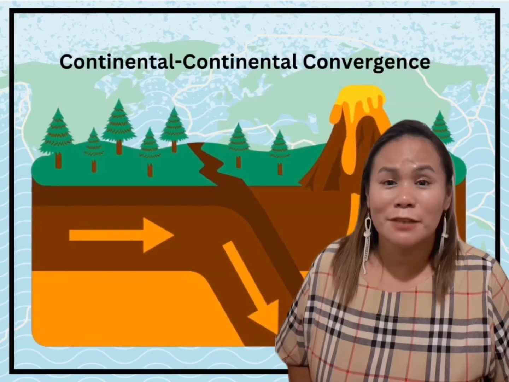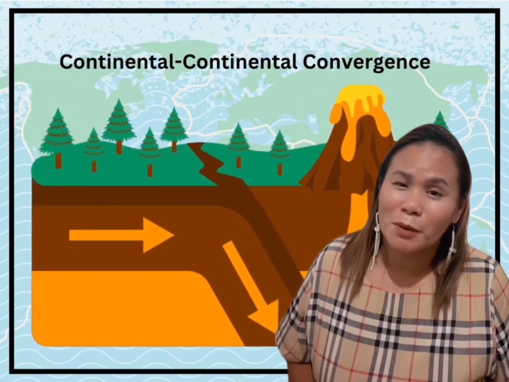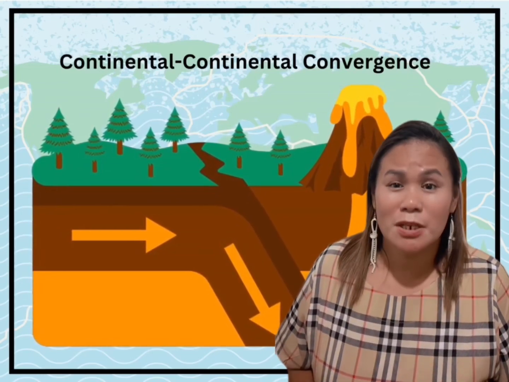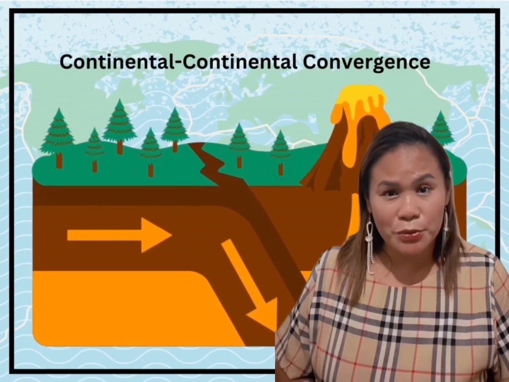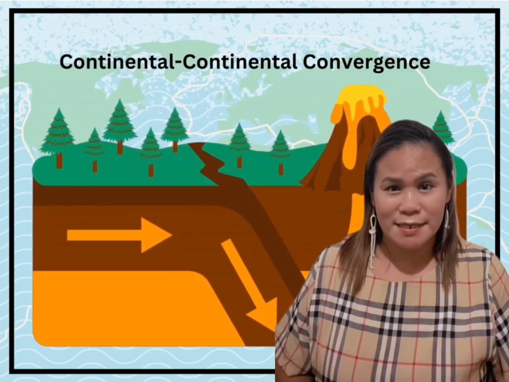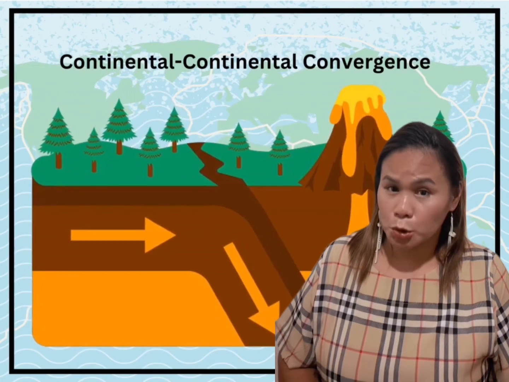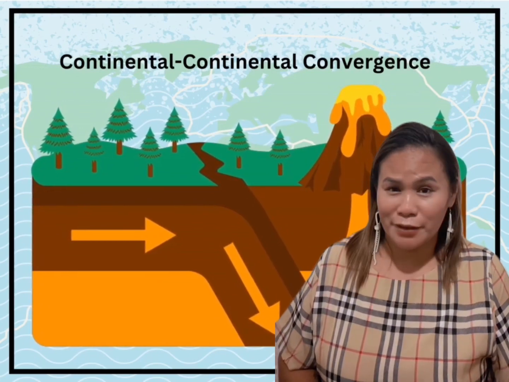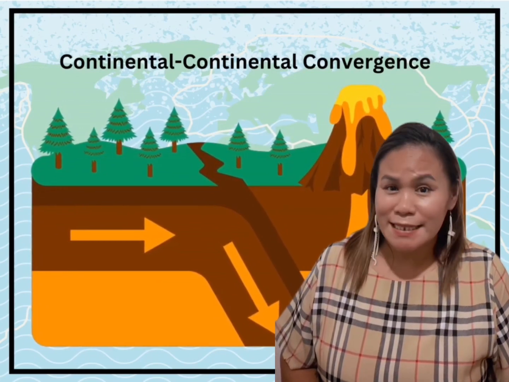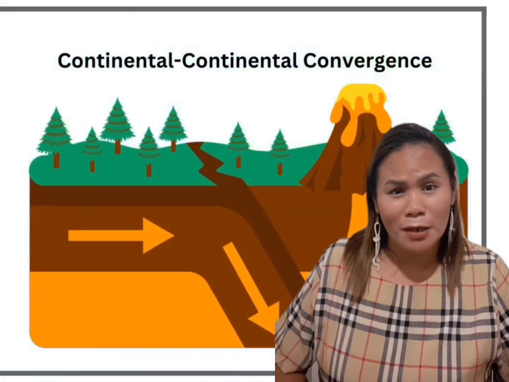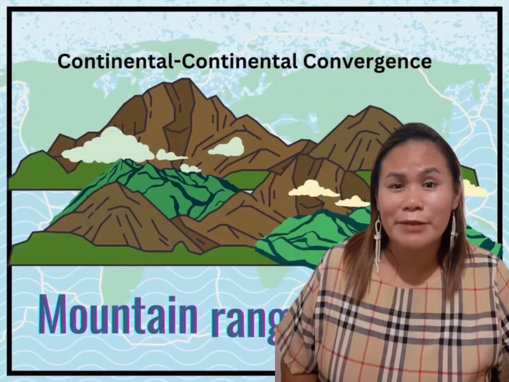Now what about if two continental plates collide? Well, in this case, a collision zone is formed. Unlike the other two, no subduction will take place in this type of plate boundary. No trench, no volcano, and definitely no island arc. Instead, a large group of tall mountains is formed, called mountain ranges.